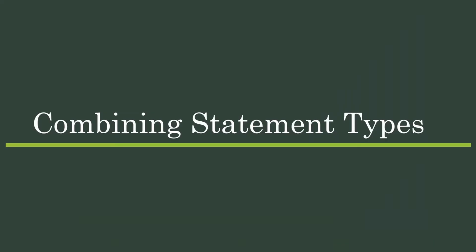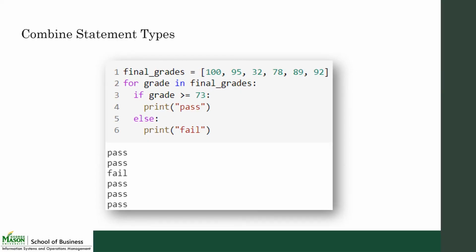Okay, now that we have some exposure to the different statement types, let's take a look at how these different statement types can be combined together. It is possible to use the control statements together. Here's an example of if-else statements within a for statement.